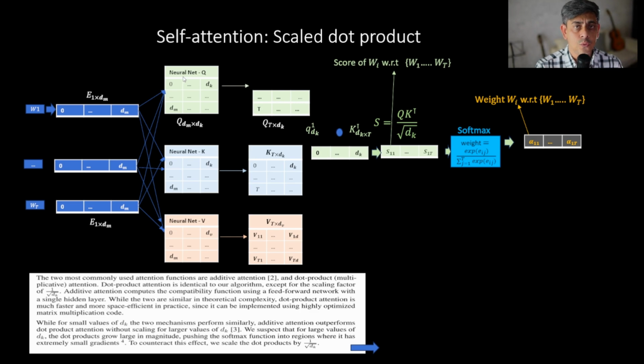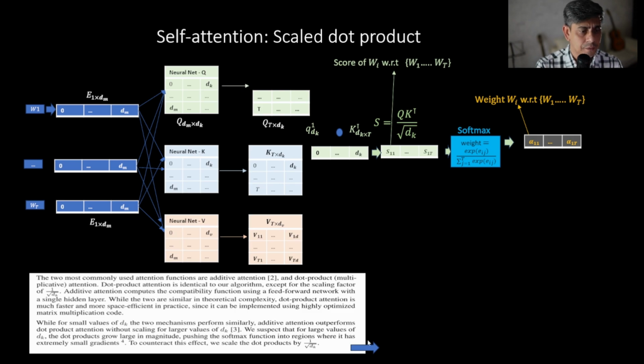However, that is true when the dk value is small, but for a very high dk value this is not true. This creates a problem, because when the value is very high, the softmax creates a problem. And what is the problem they are referring to? They are saying that we suspect that for large values of dk, the dot product grows large in magnitude, pushing the softmax function into regions where it has extremely small gradients.